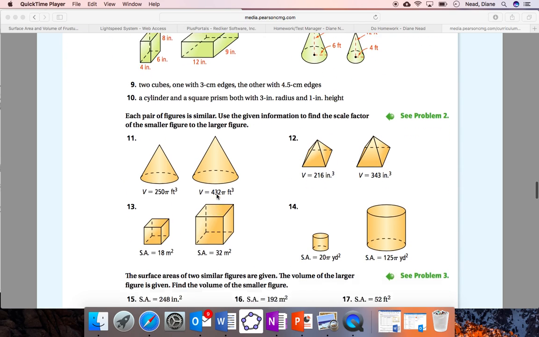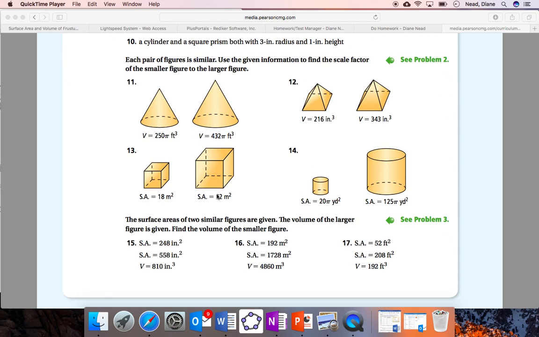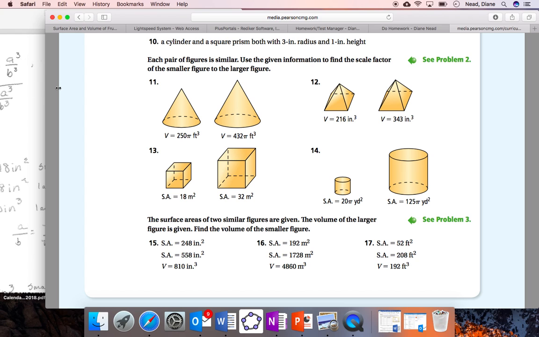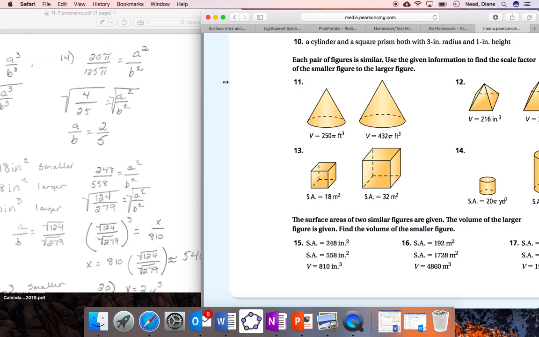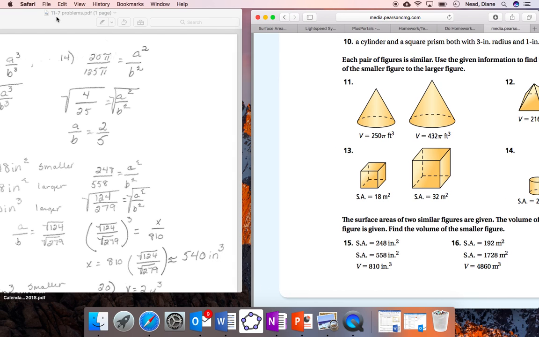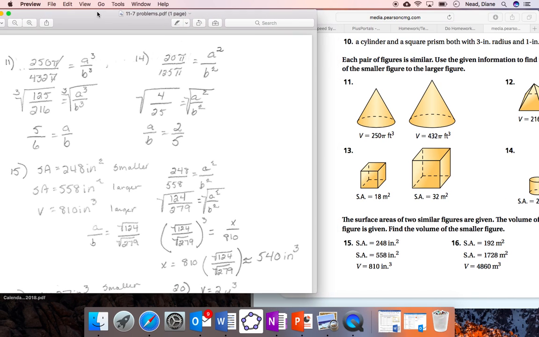Let's look at a couple examples. First of all, how to find scale factor. In number 11, I'm given the volumes of two similar cones. I am asked to find the scale factor. I know that the ratio of their volumes is equal to the cube of the scale factor. So I simply set up my equation, ratio of volumes equals cube of the scale factor, reduce my fraction, take the cube root of both sides, and I get 5/6, which is my scale factor.